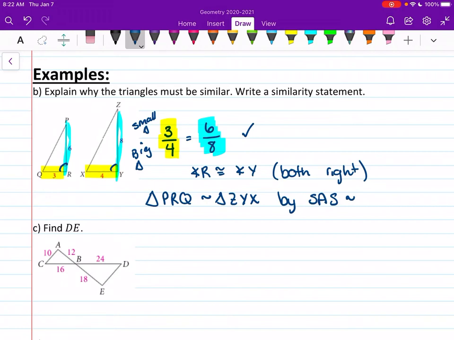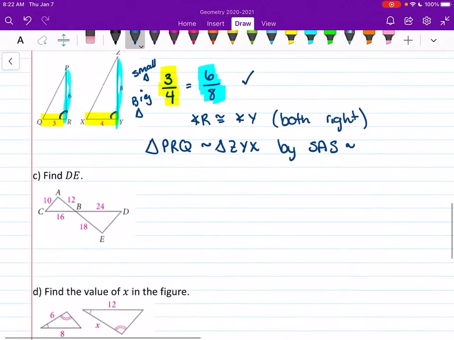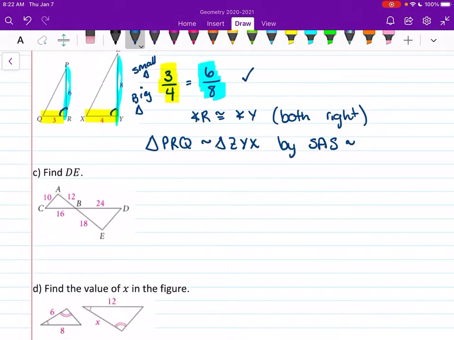Okay, next one, find the length DE. All right, so let's check that these are similar. So I have an angle here, which is fantastic. So now let's see here. So I know that angle ABC is congruent to angle DBE.